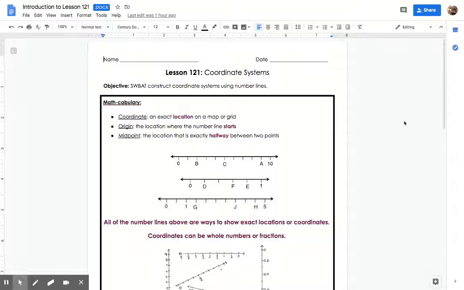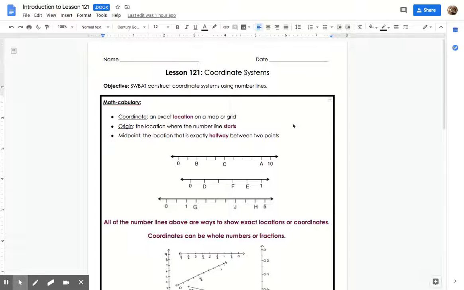There's a couple of important words that you need to know in order to be successful in this unit. The first one is coordinate. A coordinate is an exact location on a map or a grid. So on a number line, a coordinate is a place or a location on that. An origin is the location where the number line starts. Typically that's 0, but sometimes a number line starts at a different number. So it's just where the number line starts. A midpoint is the location that's exactly halfway between 2 points.